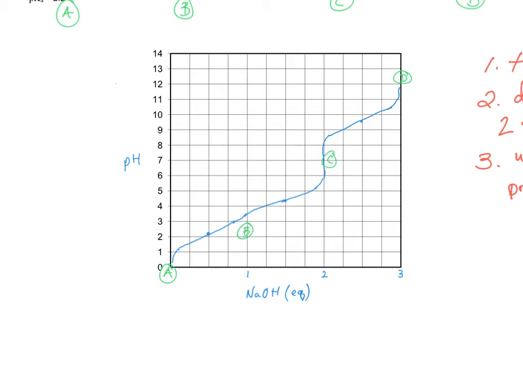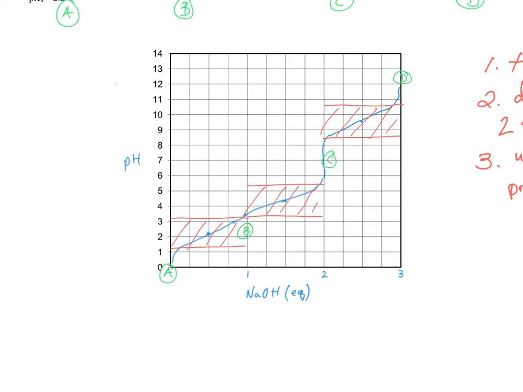If we wanted to, we could go ahead and put in appropriate buffering ranges. This one has 3 buffering ranges. I didn't ask you to do that, but we could. And you would have to figure out where this molecule is able to buffer.